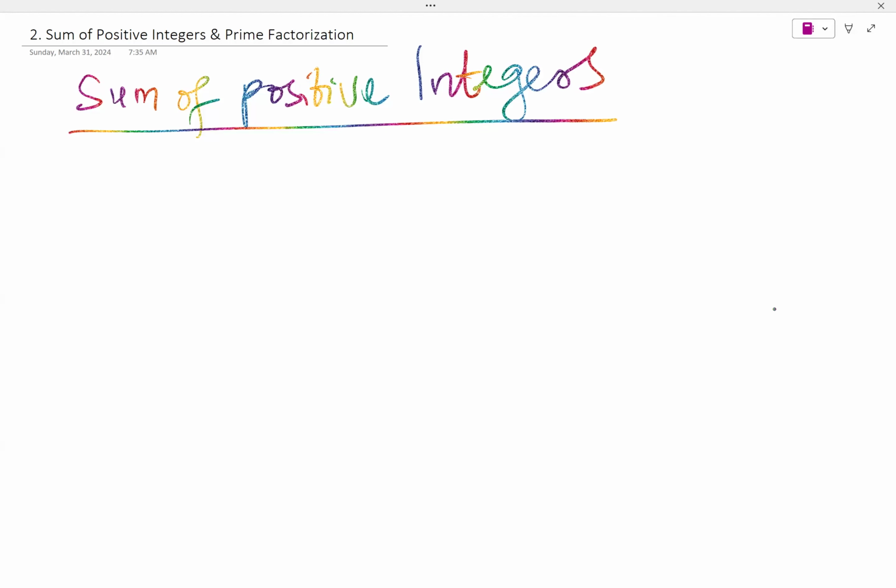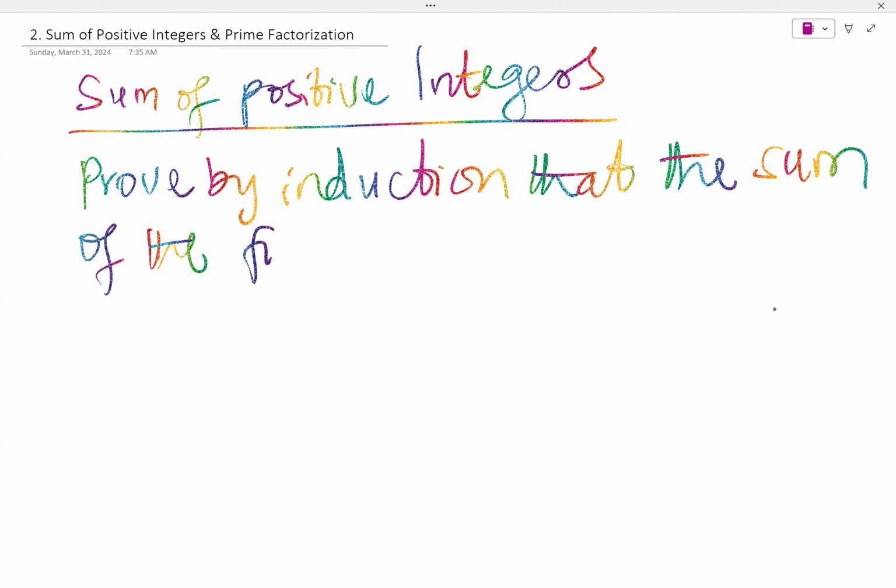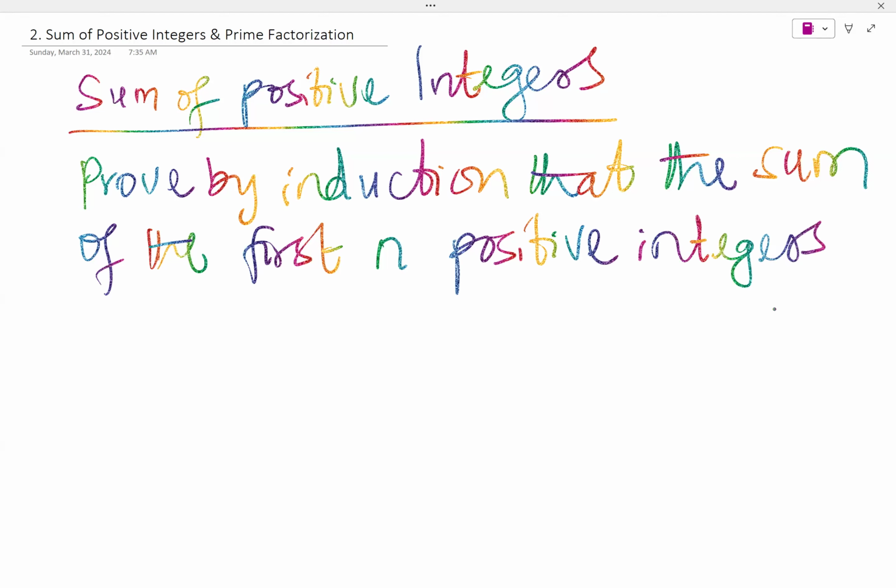and the question under that is straight to the point. Prove by induction that the sum of the first n positive integers is n into n plus 1 divided by 2.